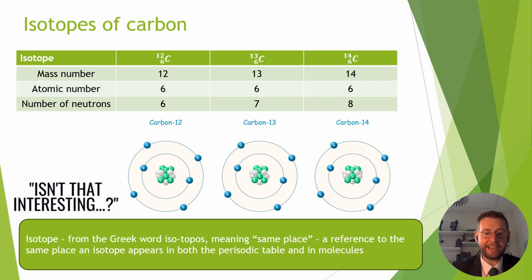And the interesting fact here is the origin of the word isotope. It comes from the Greek word isotopos, which means same place, because the isotope can exist in the same place on the periodic table or as a molecule. If you think about the fact that isotopes will undergo the same chemical reactions, you could have an isotope of your element replacing any of those atoms and it would make no difference at all. It could very much exist in the same place.